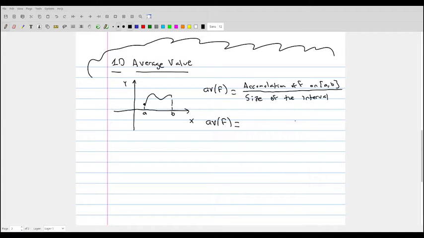And both of these things can be calculated directly. The accumulation of the function on the interval is the definite integral from a to b of the function on the interval. And the size of the interval is just the length of the interval, or b minus a. So this is the main formula that we have for the average value of a function. Computing this value will give you a number, and that number is exactly the average value of the function on that interval.